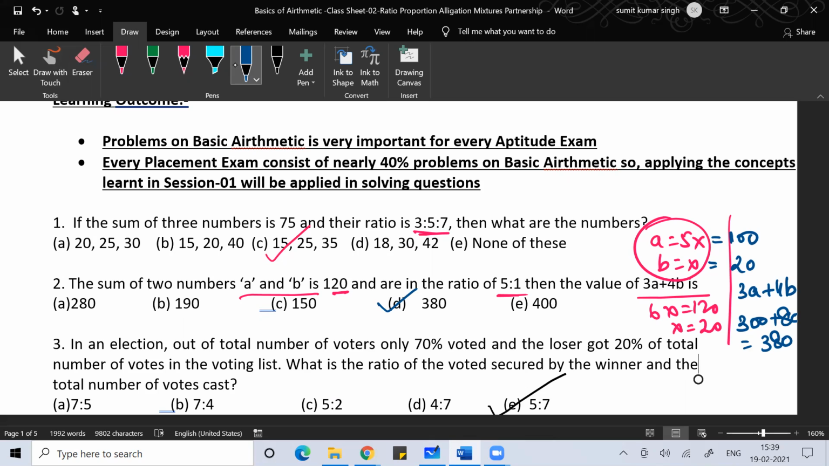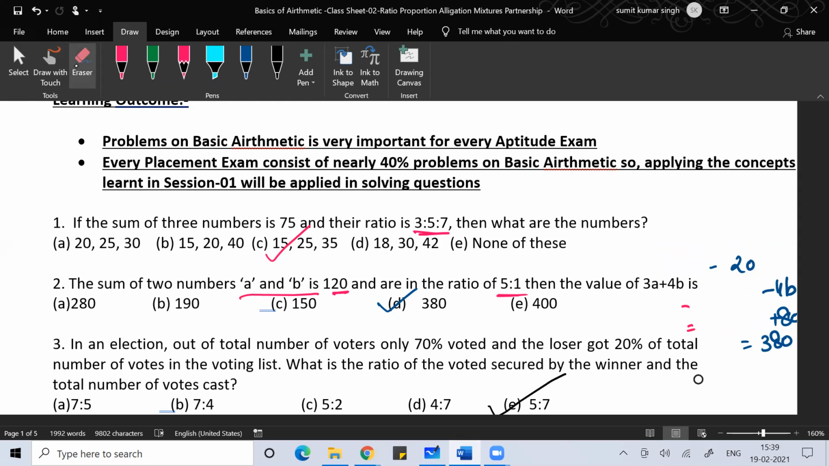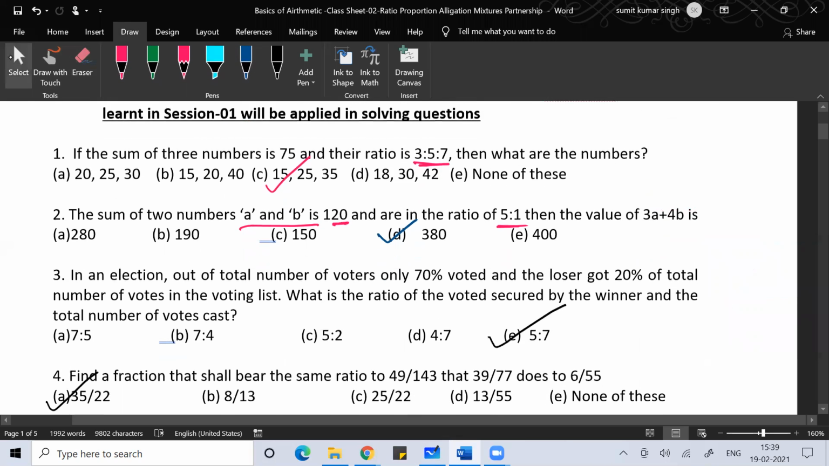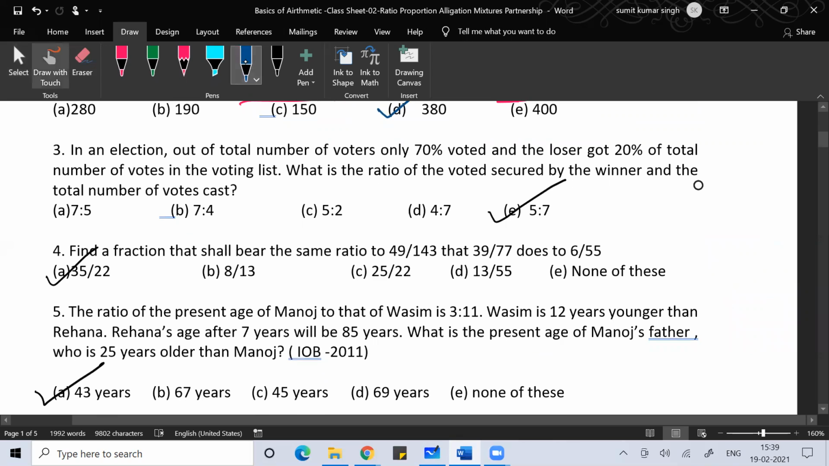Oh, easy problem. You will not get difficult problems from this chapter. The questions are very easy. So you read the problem, you will get the answer for the problem. So question number 3.